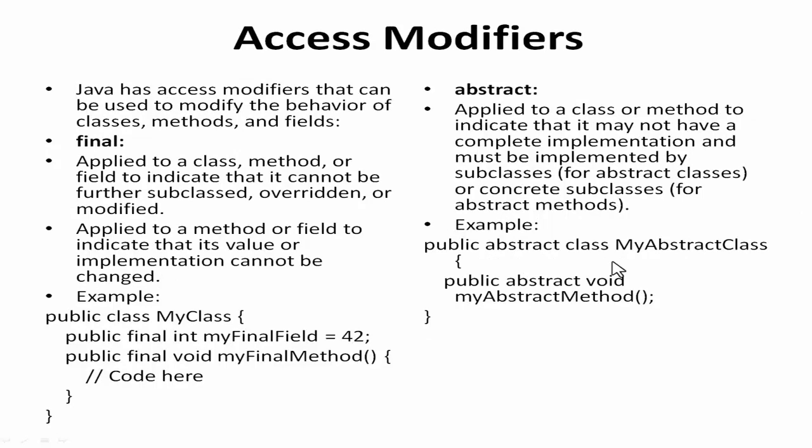Next concept is about access modifiers. Java has access modifiers that can be used to modify the behavior of classes, methods, and fields. Let us consider the first one, the access modifier final. If you apply final to a class, method, or field, it indicates that it cannot be further subclassed, it cannot be overridden, or it cannot be modified. Applied to a method or field, it indicates that its value or implementation cannot be changed. So it remains a constant, unchanged.